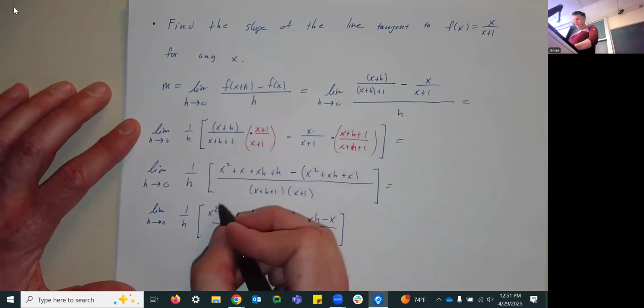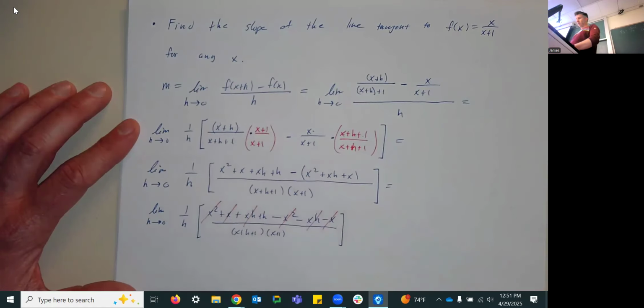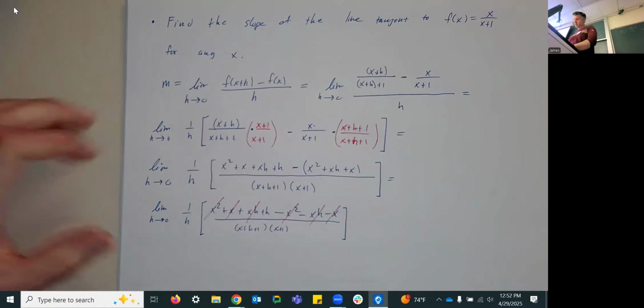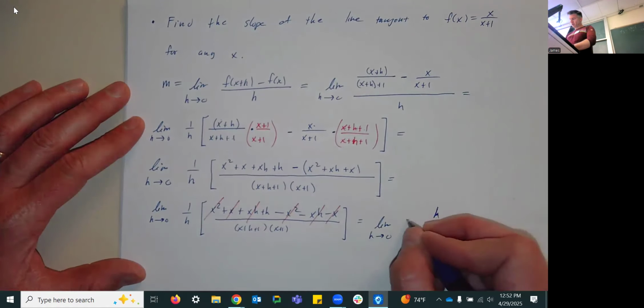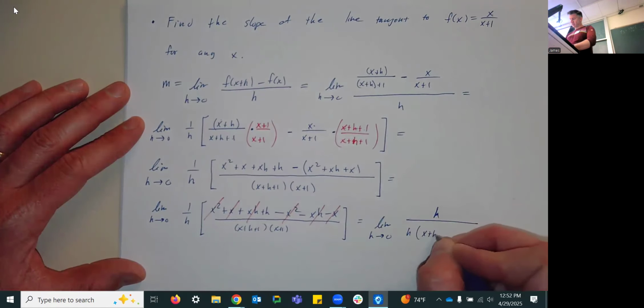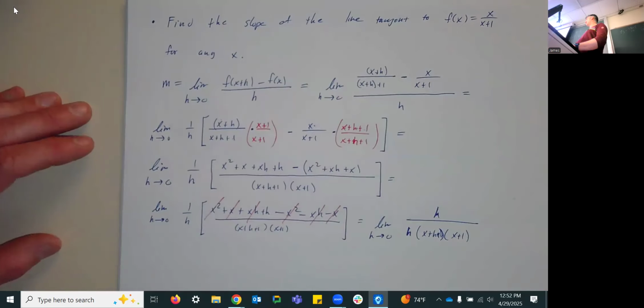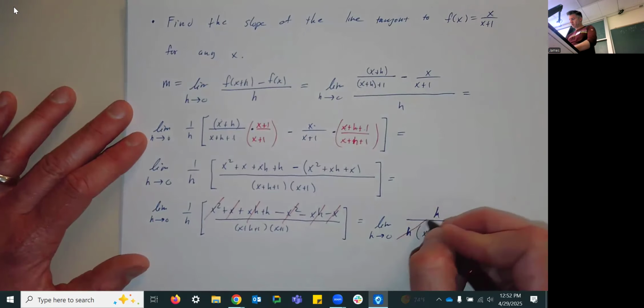Now we can say that x squared minus x squared is 0, x minus x is 0, and xh minus xh is 0. And the only thing remaining in the numerator has an h in it, which is a good sign, right? After we do our canceling, we want everything left over on top to have an h in it, and we do. This is equal to the limit, as h goes to 0, of h over h times x plus h plus 1 times x plus 1. Sorry, that looks bad there. Notice I didn't write 1 over h times my thing anymore. I just brought the h into the rest of the denominator. That's totally fine. And now the h divided by h is 1.